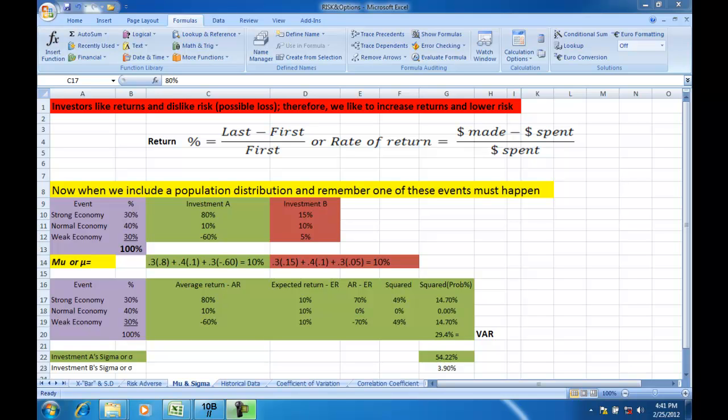Welcome to a short video presentation on the calculation of mu and sigma. Now, mu and sigma are nothing more than average and standard deviation within a population distribution.